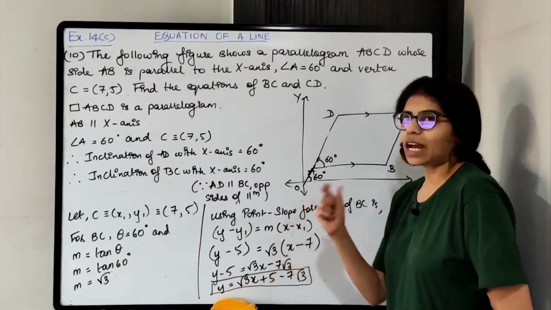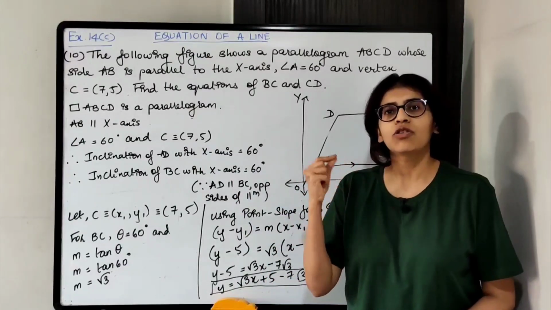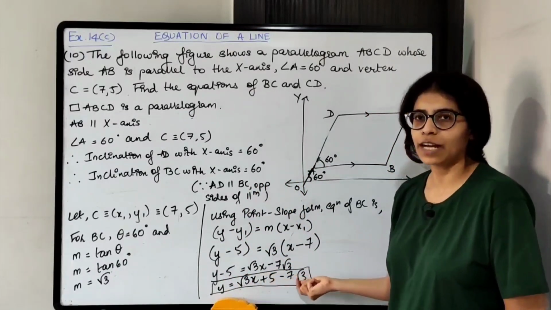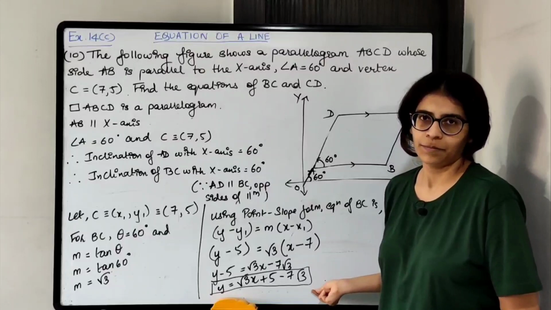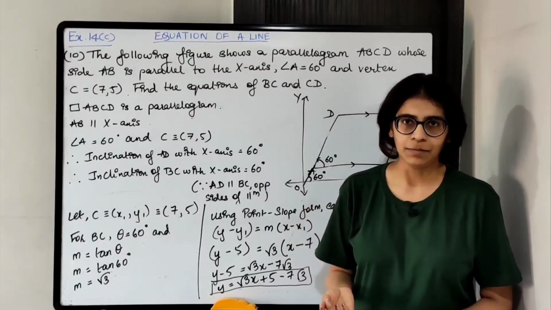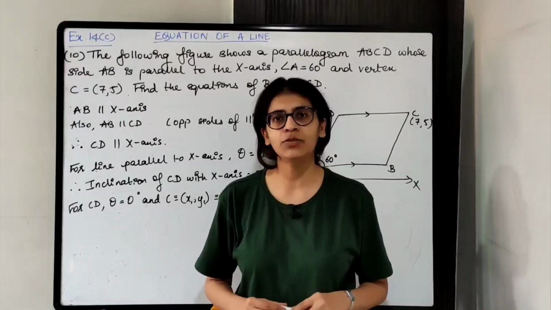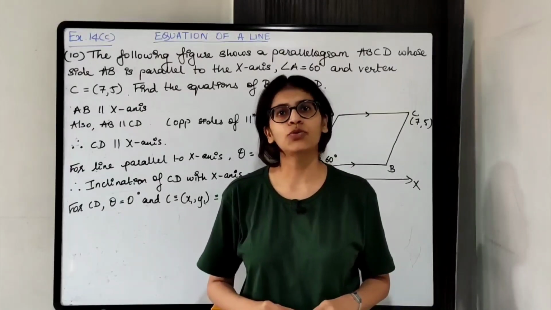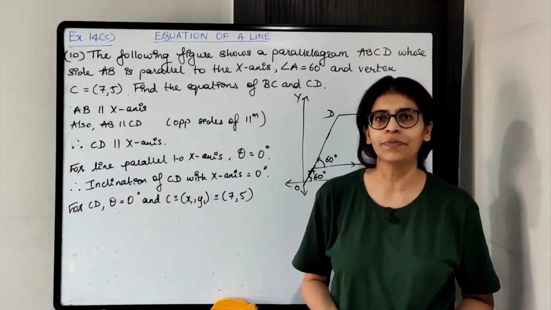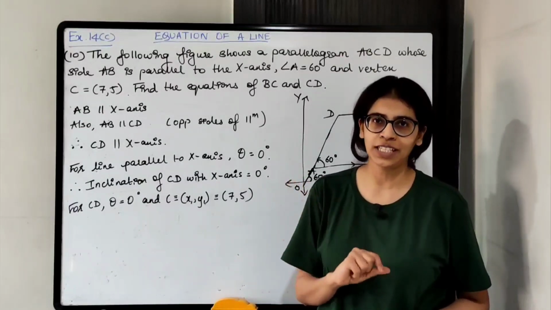So after this you will add the statement, the equation of BC is y equals root 3x plus 5 minus 7 root 3. Now same way we'll find the equation of CD. For CD again we'll use point slope form. So we know the coordinates of one point, that is C. We need to find out the slope of CD.